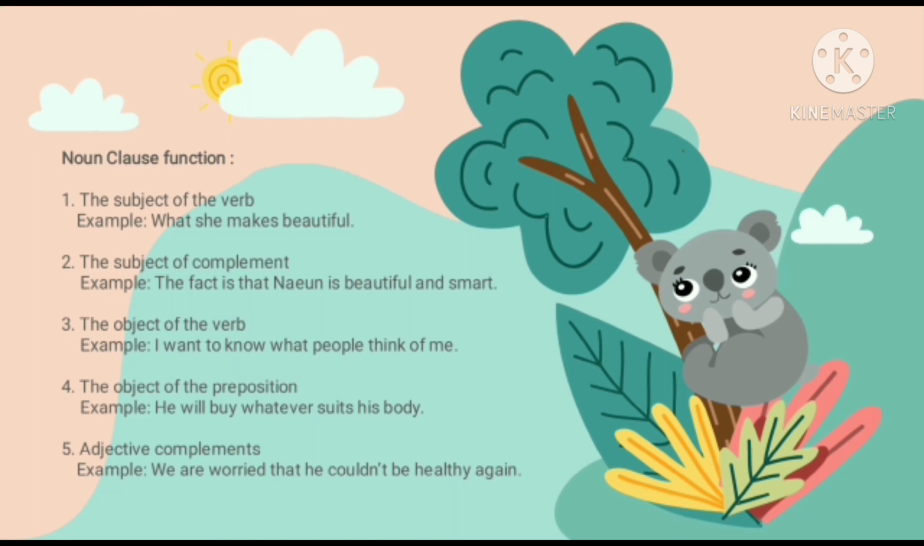Example, I want to know what people think of me. The fourth, the object of the preposition. Example, he will buy whatever suits his body. And the last, adjective complements. Example, we are worried that he couldn't be healthy again.